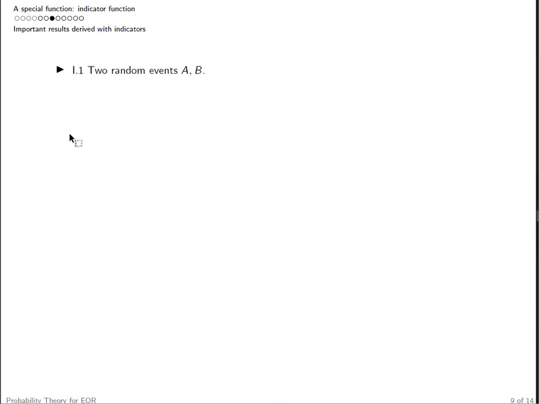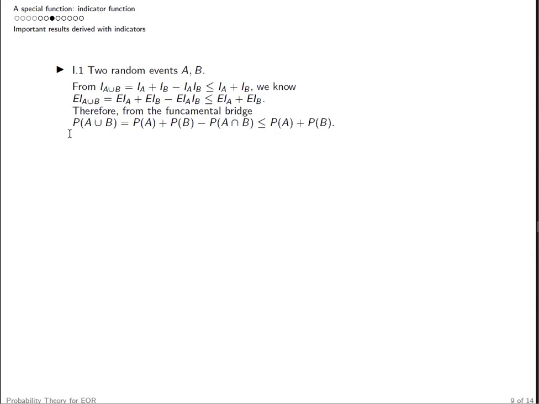First, let's consider the simple case. We have already seen that actually. Two random events A and B. Now, from the fourth property we have just discussed, we have this relation, right? Let's take expectations on both sides, on all sides actually. And from the fundamental bridge, it gives directly, well, the expectation of I of the union of A and B is essentially the probability of A union with B, right?